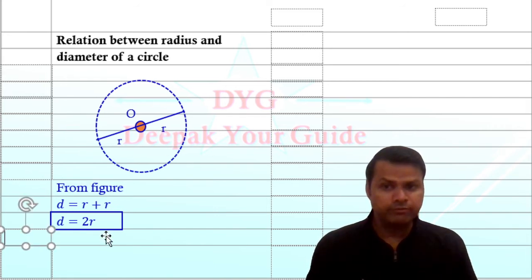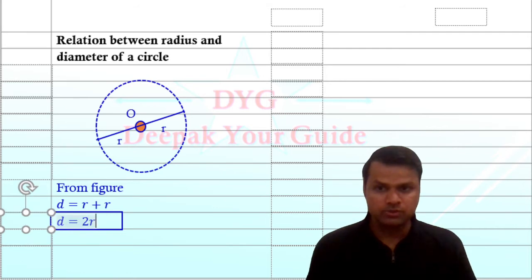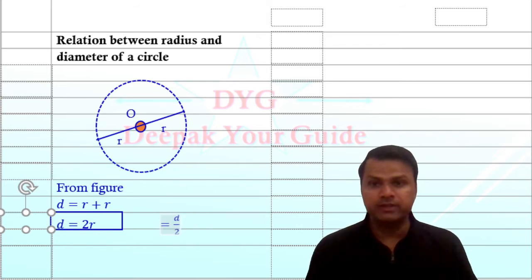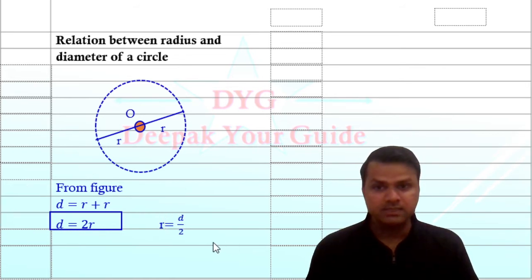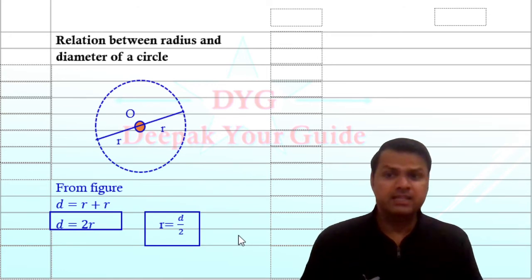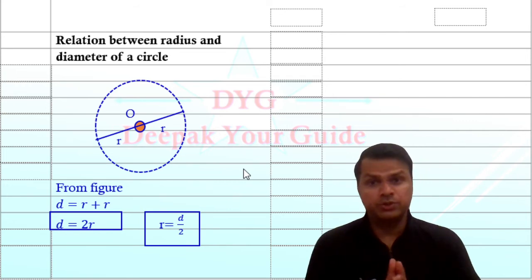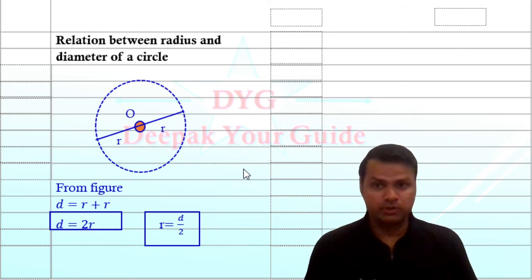See, from the same formula, can I not find the radius also? So I can also say that radius is equal to half of diameter. From the same formula, we can find that radius is equal to half of diameter, or diameter divided by 2. So depending on the question that what we have to find, because sometimes they will give us the diameter and we have to find the radius, and sometimes they will give us the radius and we have to find the diameter. So these two formulae can be used. Make sure you memorize these formulae, very important.